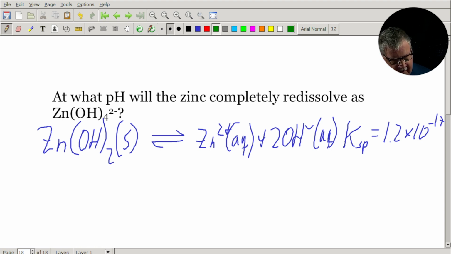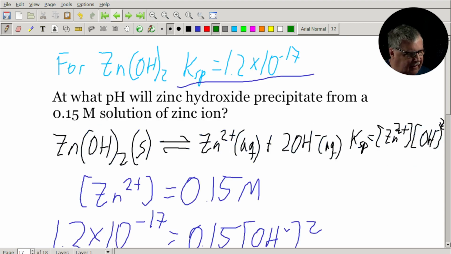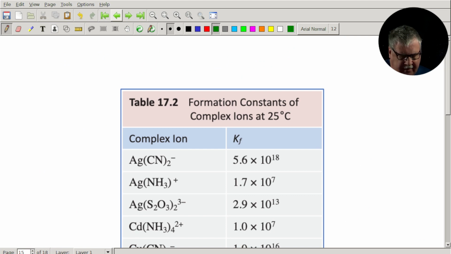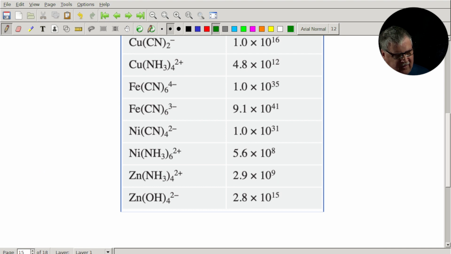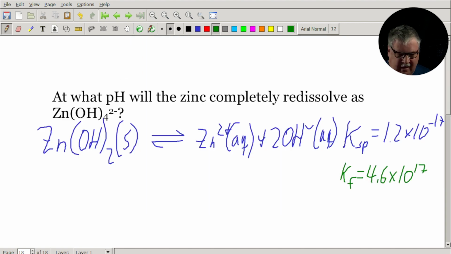All right, let's write that down. The Kf is 4.6 times 10 to the positive 17th. And depending on where you look these up, if you go back in your notes, you get a significantly different value. Let's just see for a second. It's only a couple of pages back. Yeah, it's interesting. Here they say 2.8 times 10 to the 15th. So these things are highly variable depending on where you find them, and that's something you want to think about.